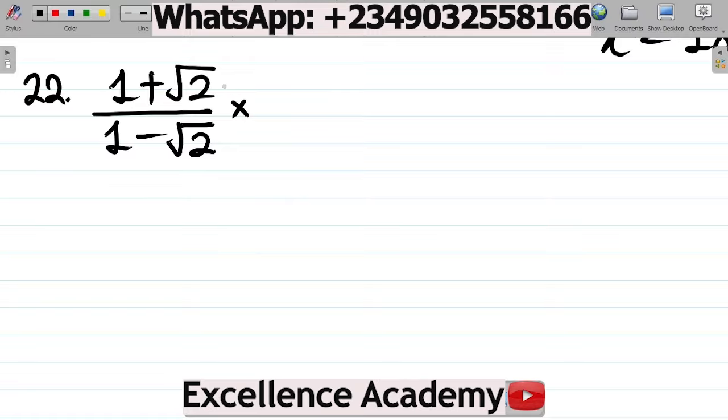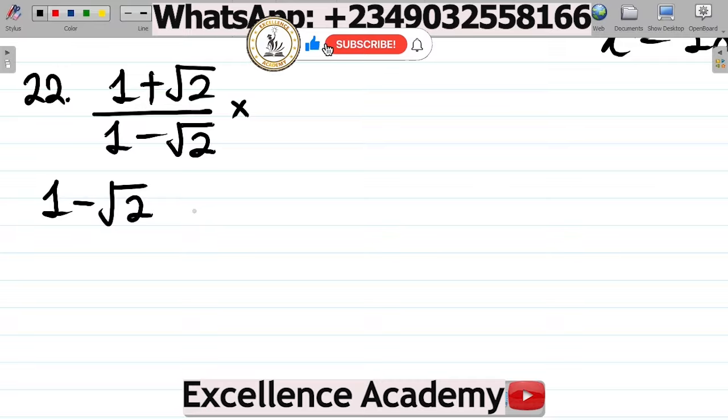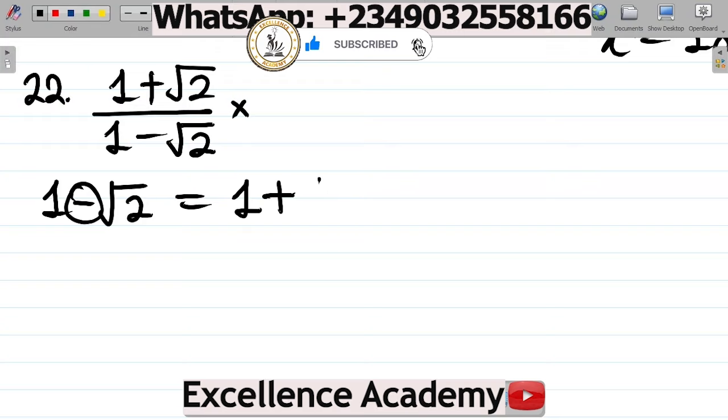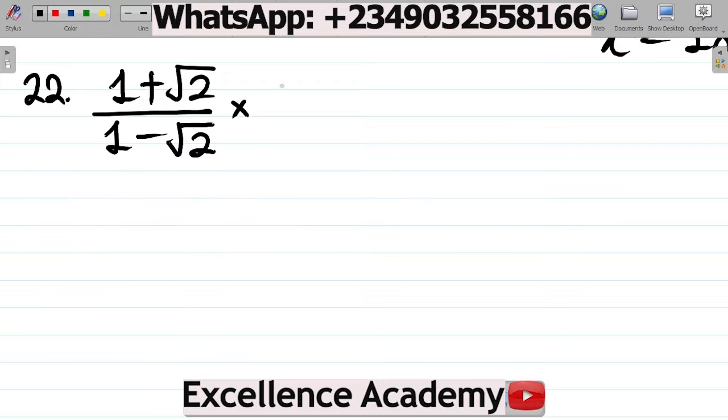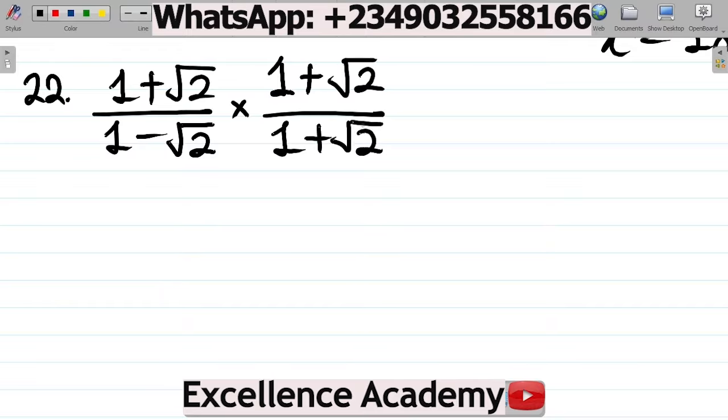To solve this question, you multiply both numerator, that's this, and denominator by the conjugate of the denominator. When you have 1 minus root 2 as your denominator, the conjugate simply becomes 1 plus root 2. This minus changes to plus. So to get the conjugate, simply change the sign between this term here, which is 1, and the surd term. So I'm multiplying both numerator and denominator by 1 plus root 2. All right, let's multiply this.